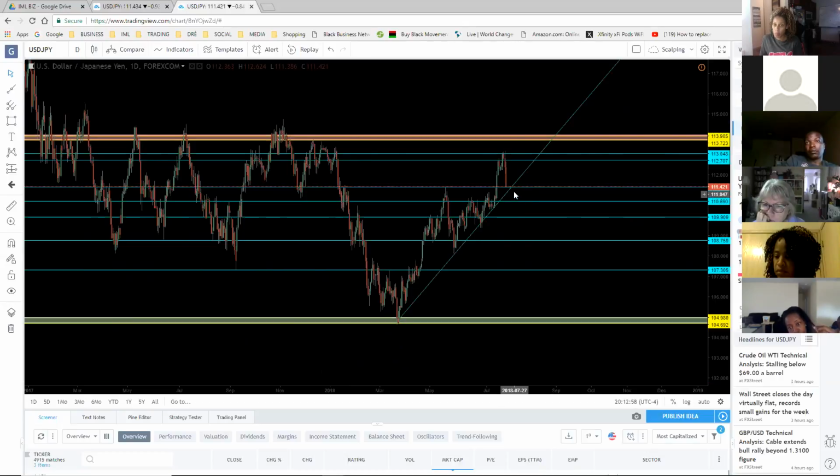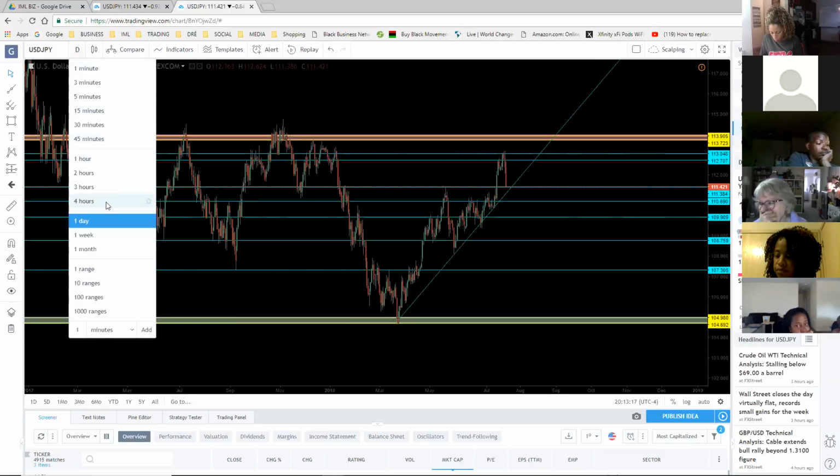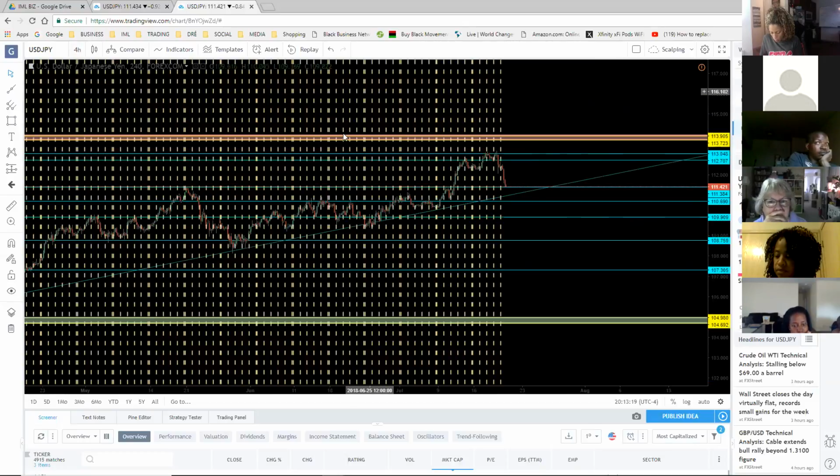So this is the part where we sit on our hands. So that's why I was thinking, once this either hits this line or breaks through, then I'll know what to do next based on what I see right here. Okay, and the 4 hour chart.